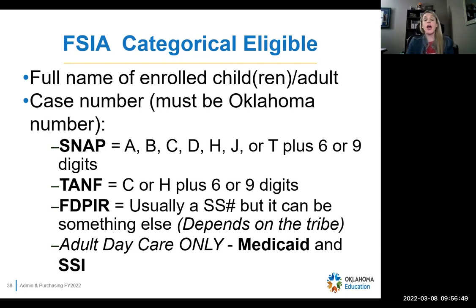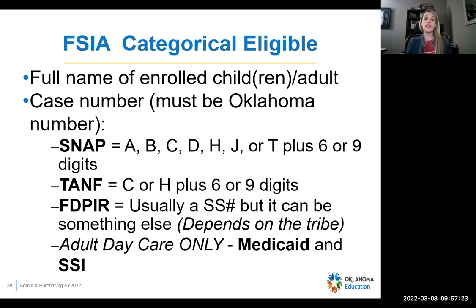So now let's talk about if you have a categorical. The categorical, and this is for all entities, for adults and for regular daycare, you have to have the full name of the enrolled person on that form. And then they have to have a case number. So it has to be from Oklahoma. I'm from Central Oklahoma, so to me it's just a weird thing, but we do have people that live close to a border, so they can't really be receiving Kansas or Texas SNAP. They have to be getting SNAP from Oklahoma.